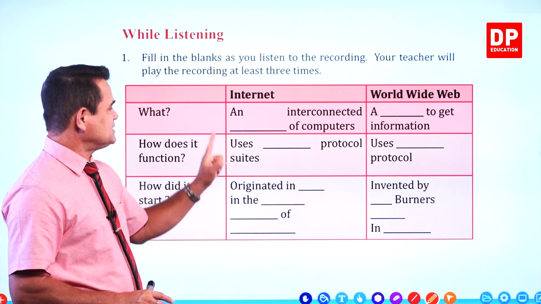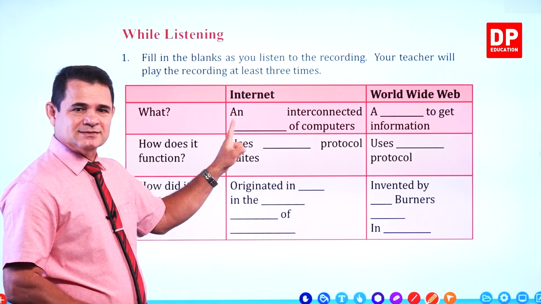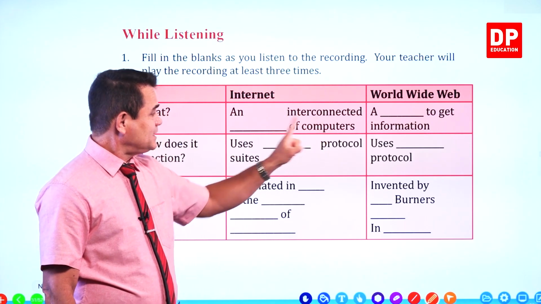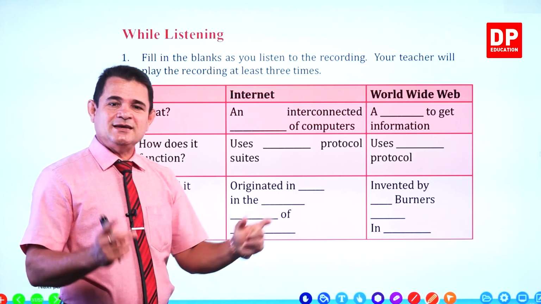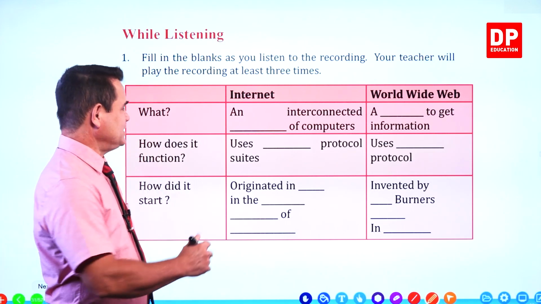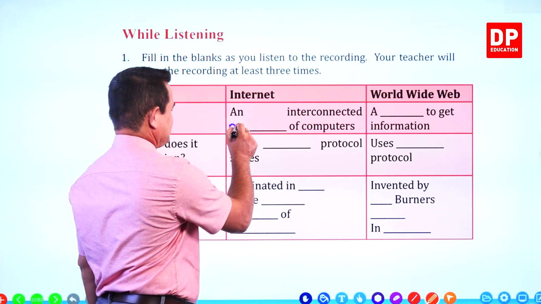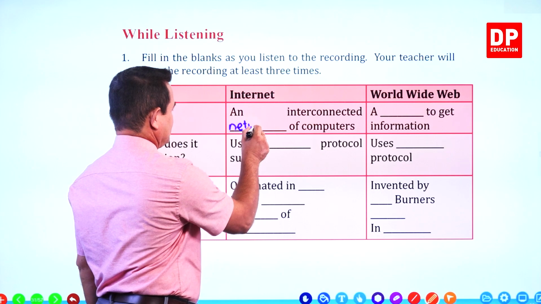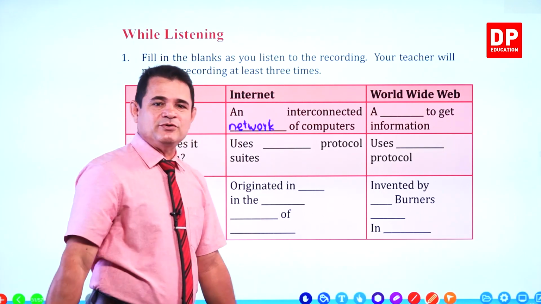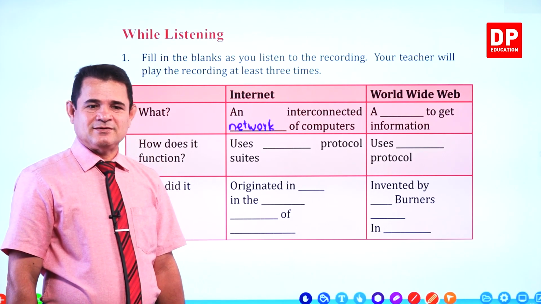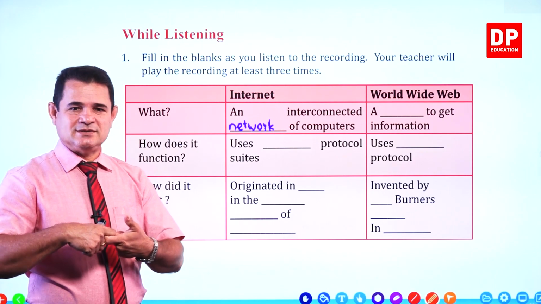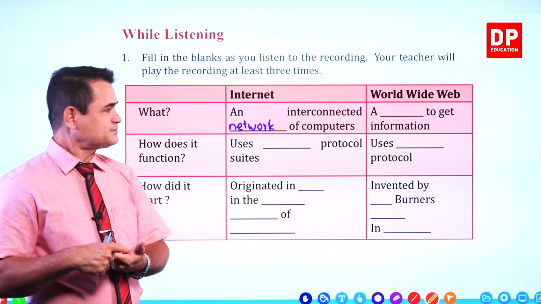First one, what? Internet. Internet is මොකද්ද? An interconnected මොකද්ද? Interconnected එකිනෙකට සම්බන්ධ network. Network of computers. Right? එකිනෙකට සම්බන්ධ computers network එකක්.